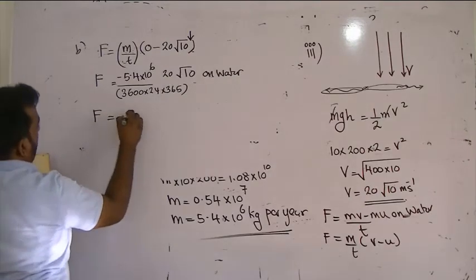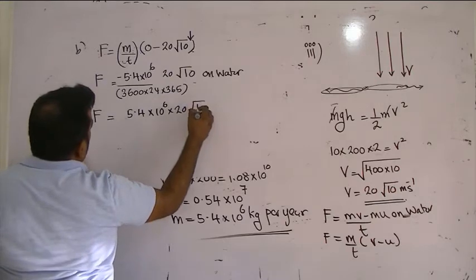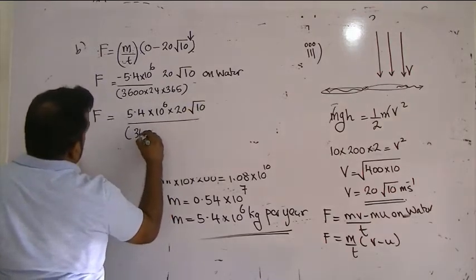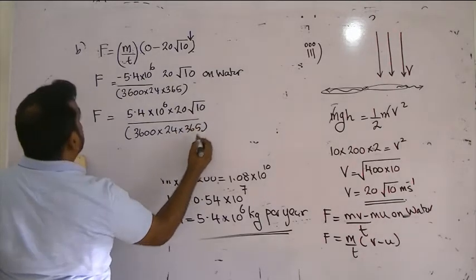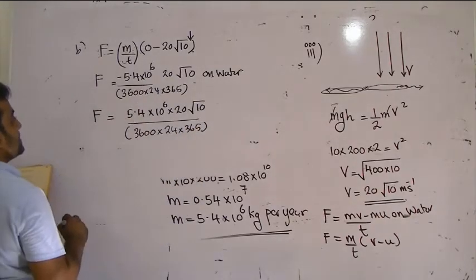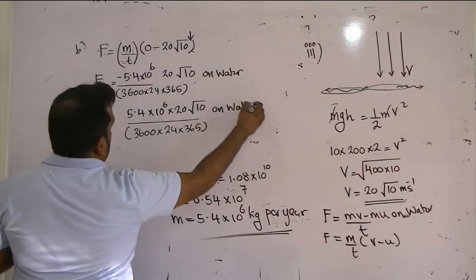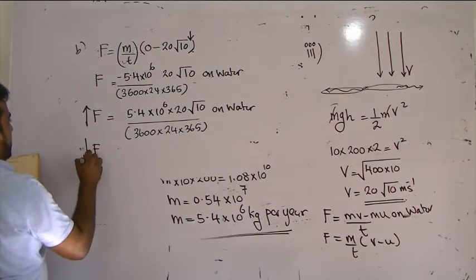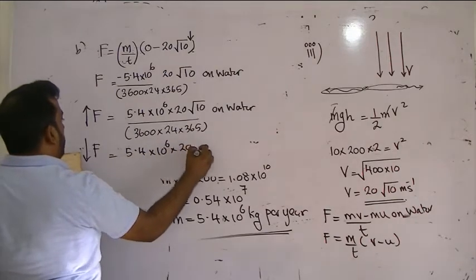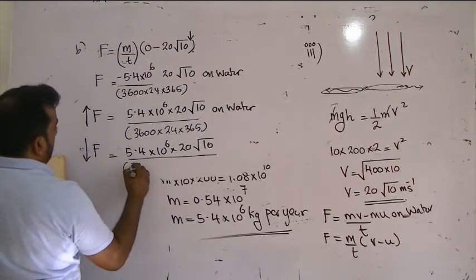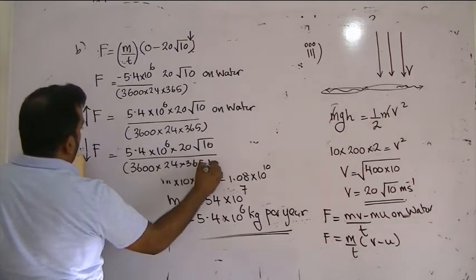Therefore, F is equal to 5.4 times 10 to the power 6 times 20 root 10 divided by 3,600 times 24 times 365 newtons upwards on water. Every action has equal opposite reaction. This exact amount will act on the blade in the downward direction.